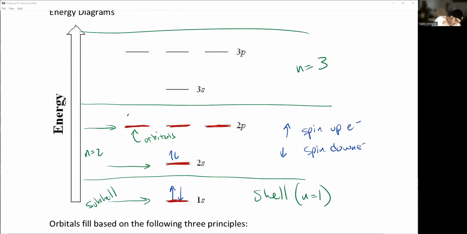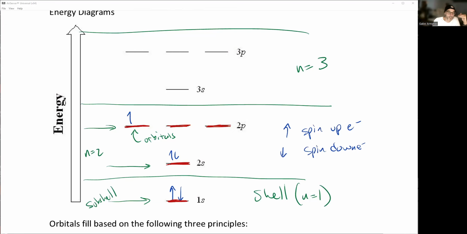The next one is going to go here as spin up, and it's fine to do a half arrow. It's just easier to write than 2-sided. Spin up. So the next question is, okay, where does my next electron go? Does it go here because it's the same energy, or does it go here? Do I fill up all orbitals before moving on? Okay, so that is the question, and we're going to answer it in just a second.